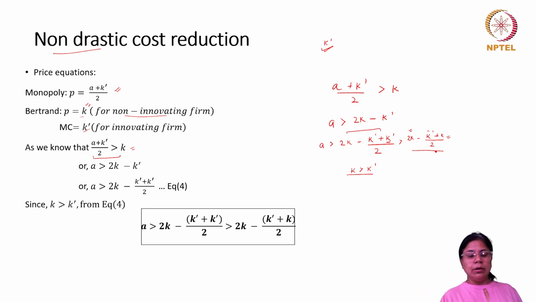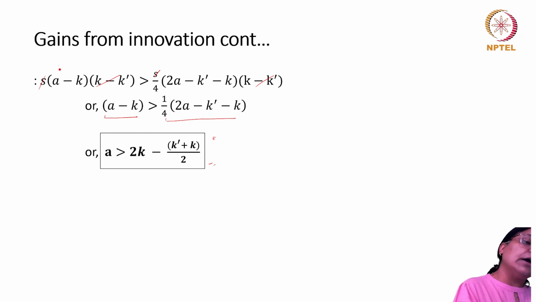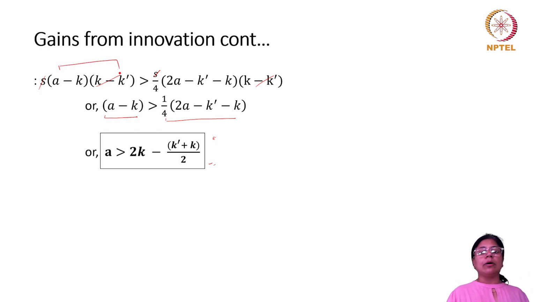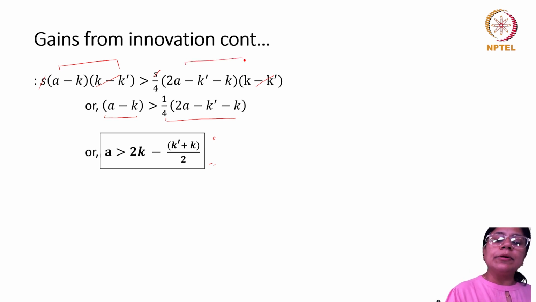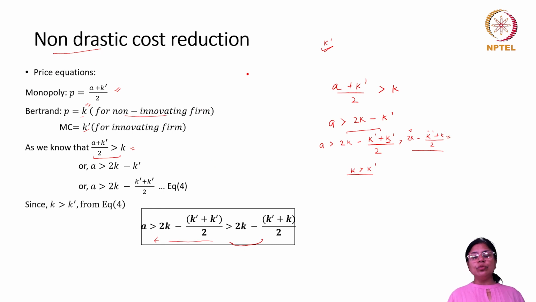If we plug in this here, we get our result that A is greater than 2K minus K prime plus K by 2. This shows to us, and why were we trying to do that? Just to revise, we were trying to do this because this was the term which we were getting from the profit made by a competitor vis-a-vis the change in the profit enjoyed by the monopolist if he or she engages in innovation. So through this we can very clearly show that the incentive, the motivation of a competing firm is rather large as compared to that of a monopolist.